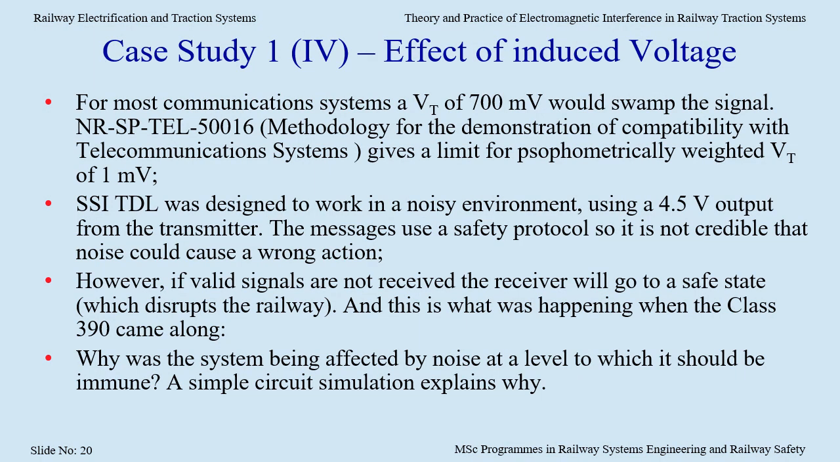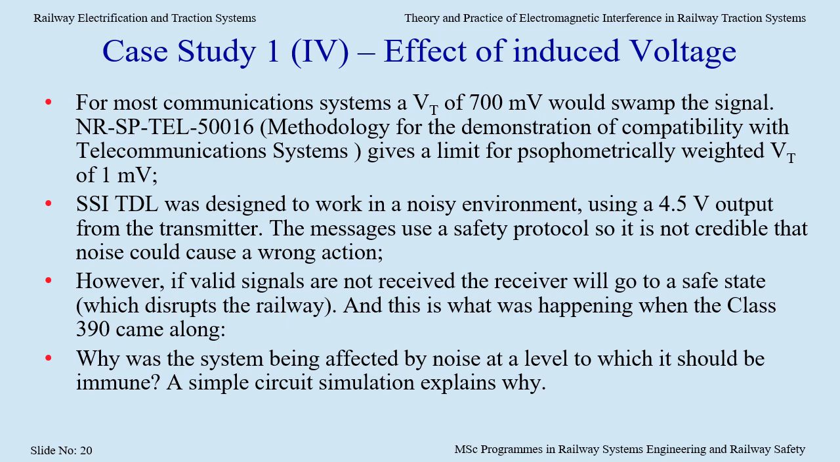So what's the effect of this induced voltage on the trackside data link? Now, for most communications systems, a transverse voltage of 700 millivolts would swamp the signal. The Network Rail Guidelines for Demonstration of Compatibility with Telecom Systems gives a limit for psophometrically weighted transverse voltage of 1 millivolt. However, the SSI trackside data link was designed to work in a noisy environment.